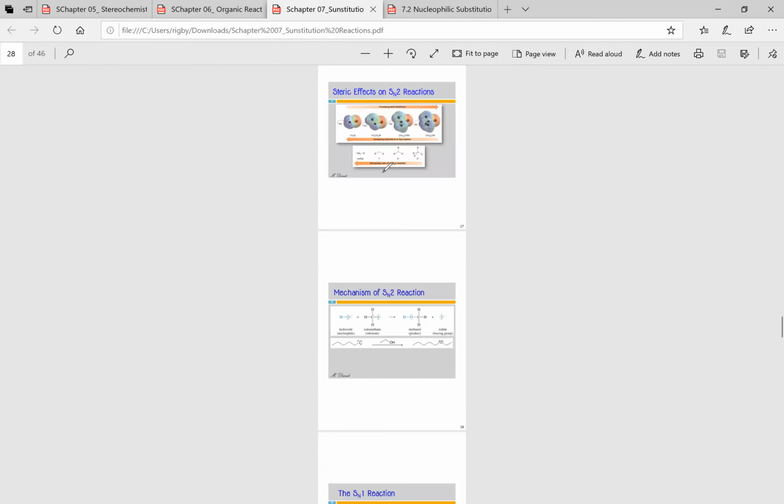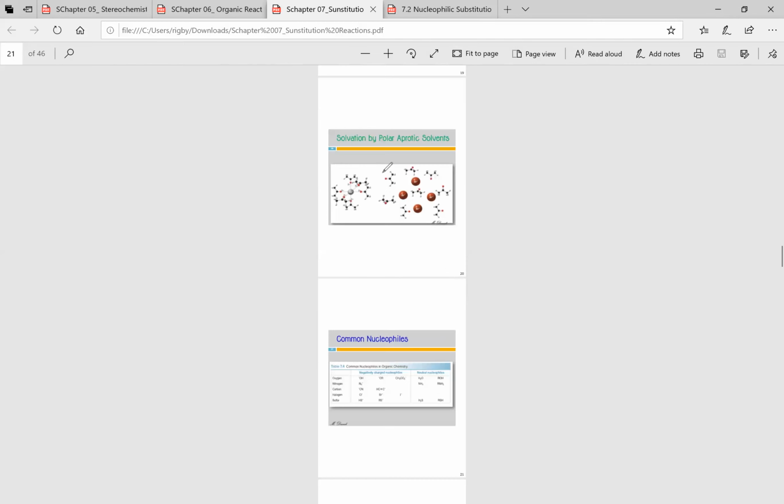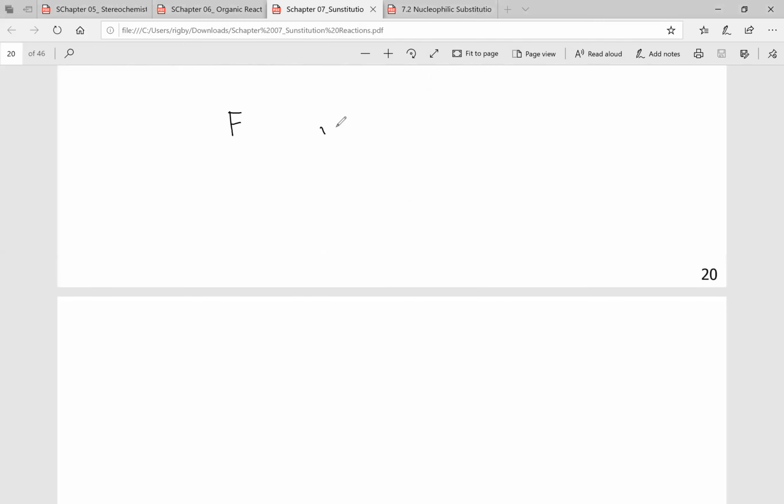So if we compare fluorine versus chlorine, if we use the same rules that we talked about in acid-base reactions, we can see that chlorine is bigger, so it's going to be the better leaving group. So if I were to put these in order, fluorine is the worst leaving group, followed by chlorine, followed by bromine, followed by iodine, okay? Because these are halogens, this is what we're going to be talking about the most.